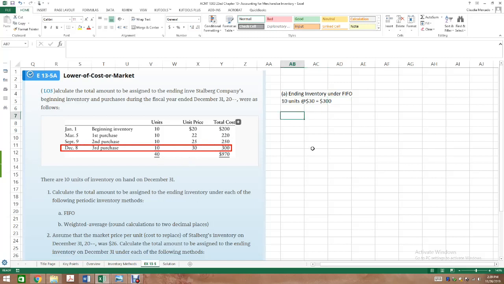Now letter B. Letter B is ending inventory under the weighted average.